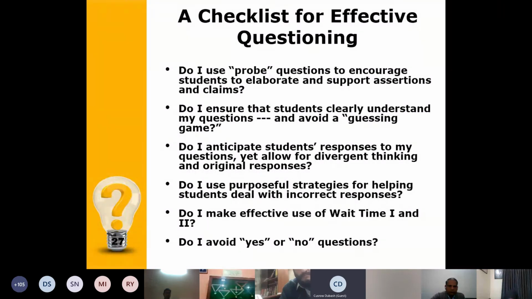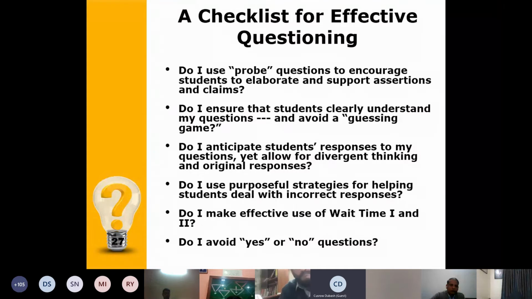Then I will ask. Wait time is think time. Sawal pucha hai, socho pehle thoda. Then I'll ask 3, 4 questions. Students, if the answer is right, theek hai. If the answer is not, I will stop again. I'll repeat the question and I'll do wait time 2. Phir main 5, 10 second dunga, socho. Then, and that's how we go on.